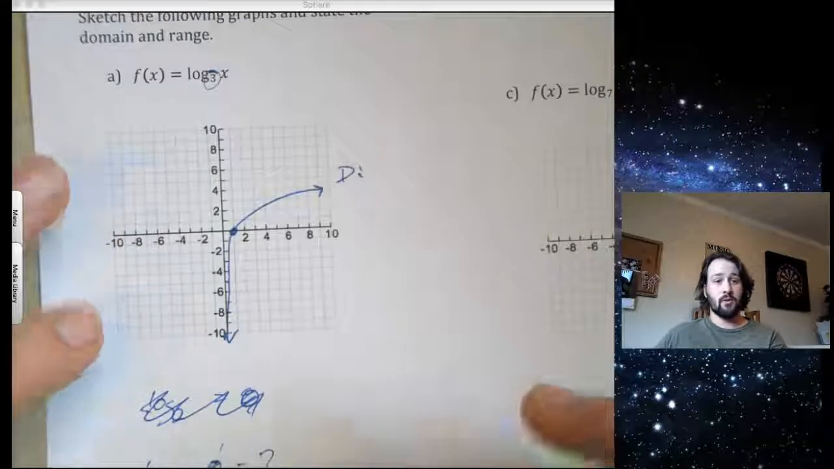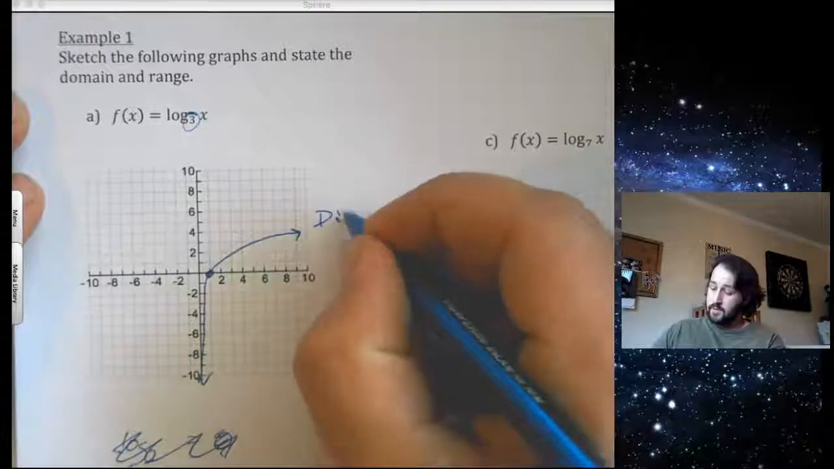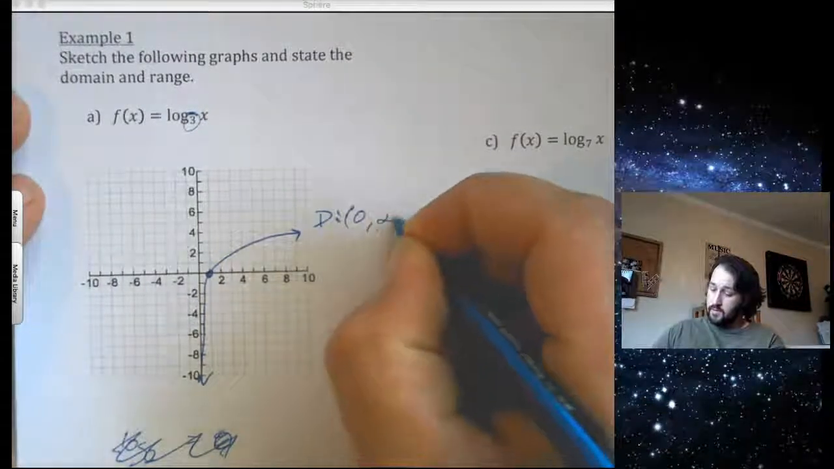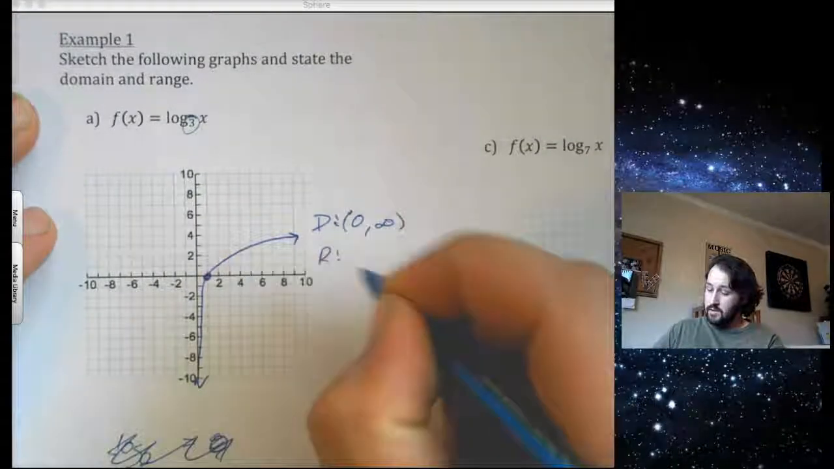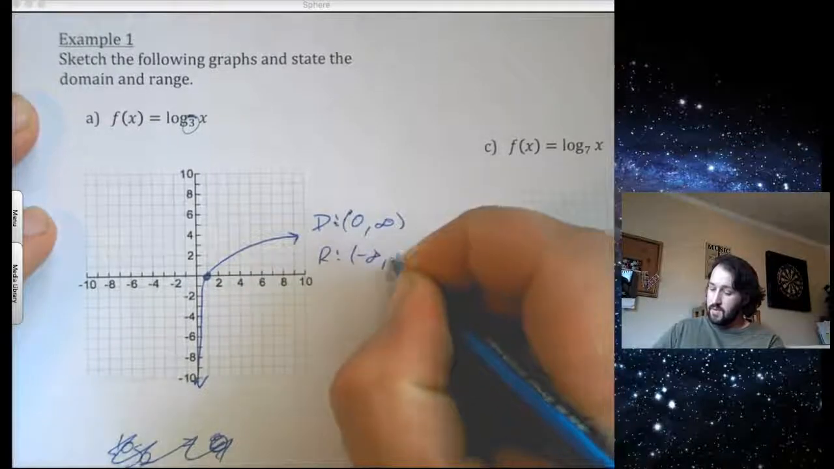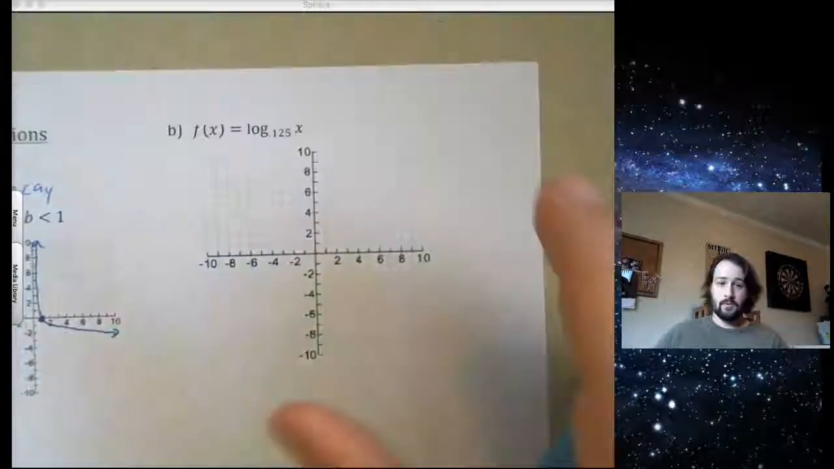So it's going to get closer and closer to that, but never touch it. That's why we have a vertical asymptote there. So the domain goes from 0 to infinity, gets closer to your vertical asymptote, goes on forever. For the range, it goes up and down forever, so from negative infinity to infinity. That's it. All right, next one.